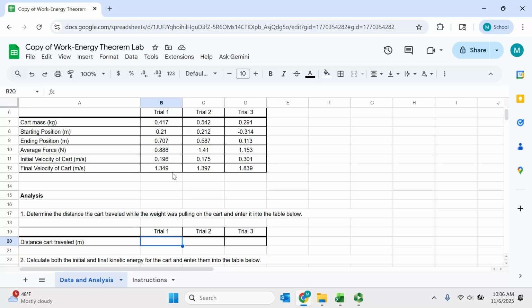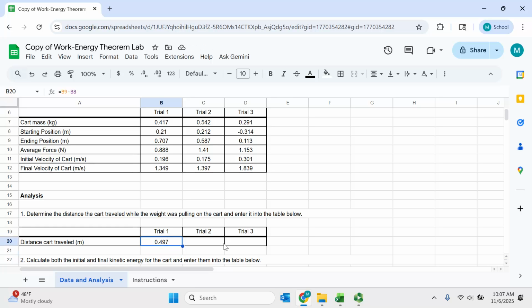If I think about what I'm going to do for distance the cart traveled, I want to take this number, ending position, and subtract starting position. The way I tell Google Sheets that I want to do a formula or function is I hit an equal sign. What the equal sign says is anything I type after this is a formula or a function, and I want you to present the result of that formula or function in this cell. So if I want to do ending minus starting, I just indicate those cells by using their numbers and letters. B9 is the ending position and B8 is the starting position, and then I hit enter and it does the calculation for me.